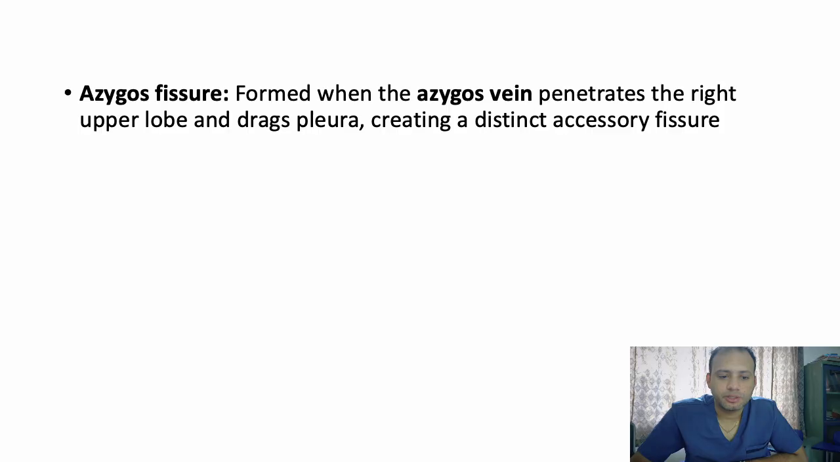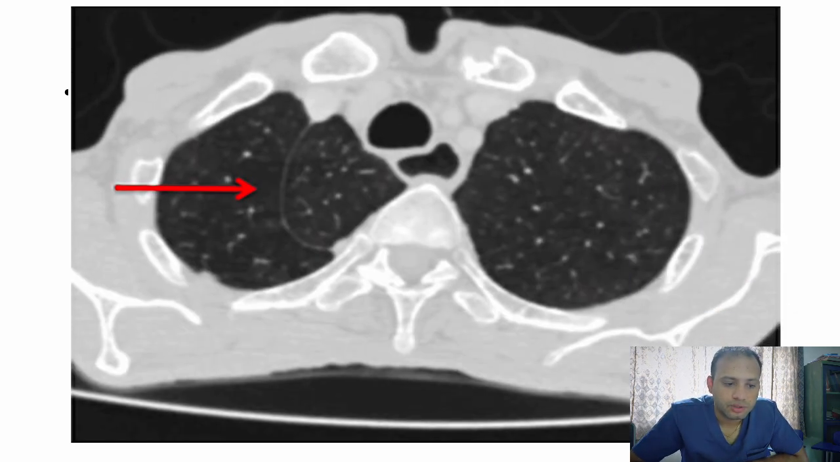And also the azygous fissure, as I said, when the azygous vein penetrates the right upper lobe and drags the pleura along with it, creating a distinct accessory fissure and a distinct lobe sometimes. So this was a typical azygous fissure with the separate azygous lobe, a complete azygous fissure, as shown in the diagram in the article.